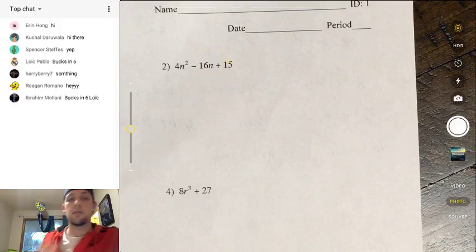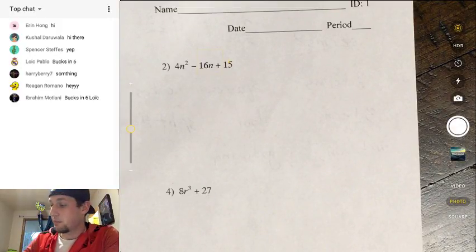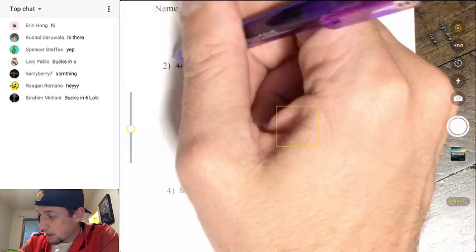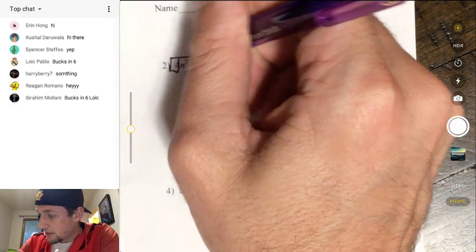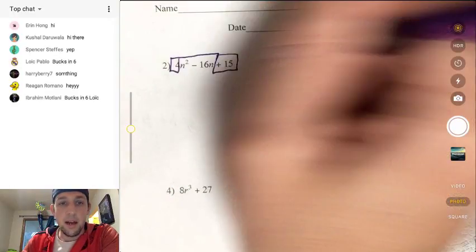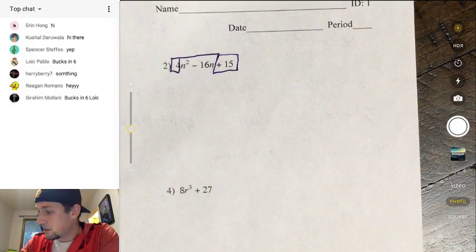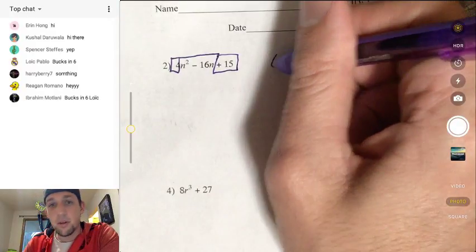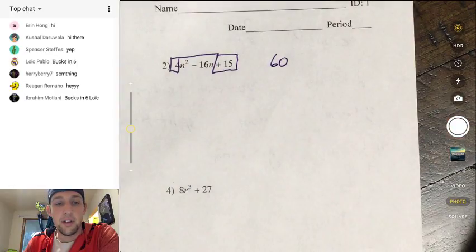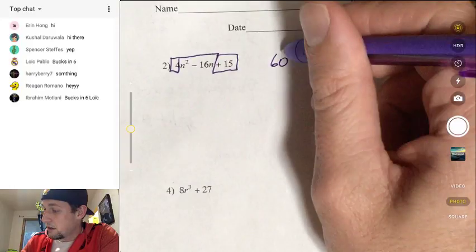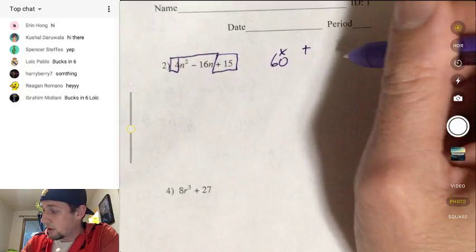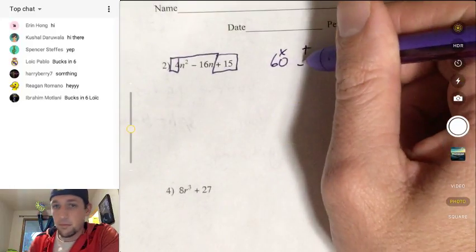Split the middle term involves multiplying the first and the last coefficient. So when I multiply 4 and 15, I get 60. And then I'm doing similar math to what I did before, actually. I'm finding two numbers that multiply to 60 and add to the middle term, which is negative 16.